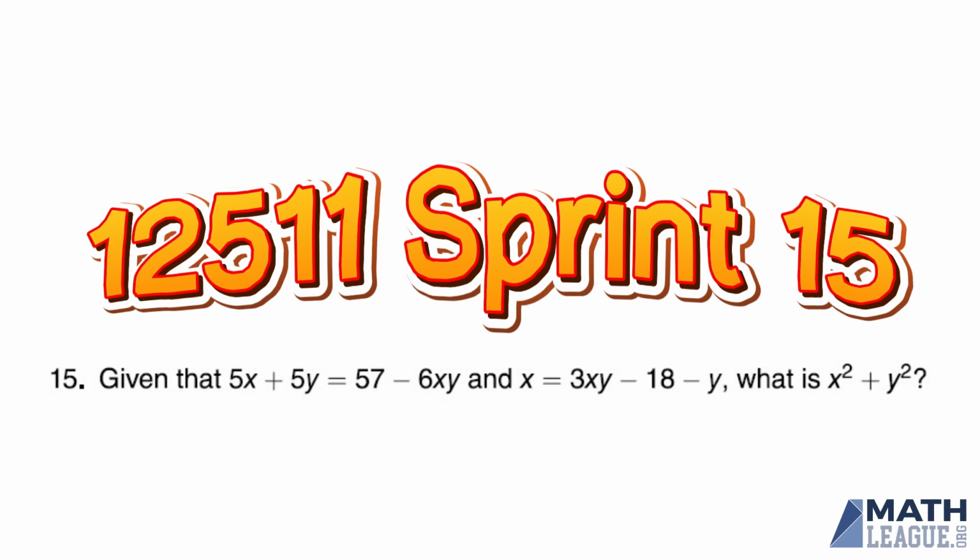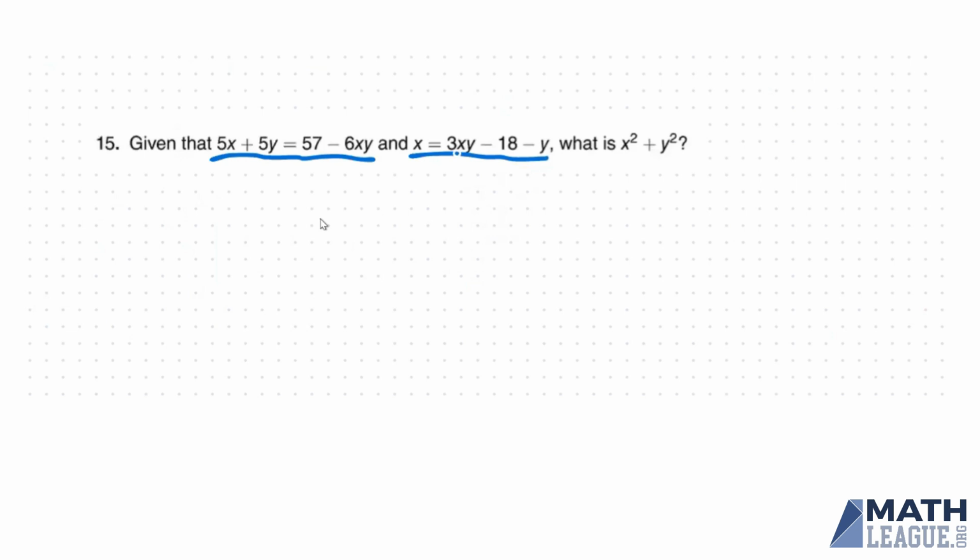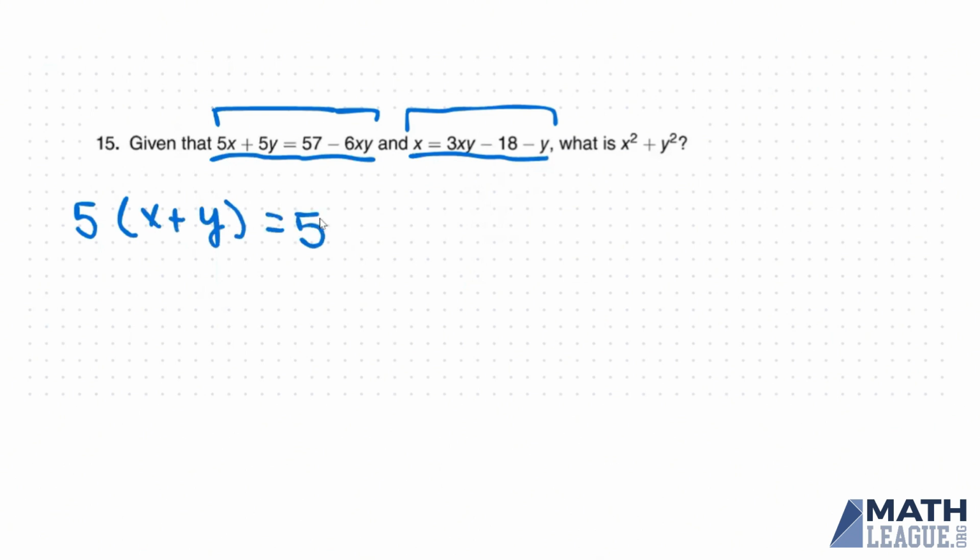We are given that 5x plus 5y equals 57 minus 6xy, and x equals 3xy minus 18 minus y. What is x squared plus y squared? To start with this problem, let's see if we can write both of these equations in terms of similar items. If we take a 5 out of the first equation, we get 5 times (x plus y) is equal to 57 minus 6xy.